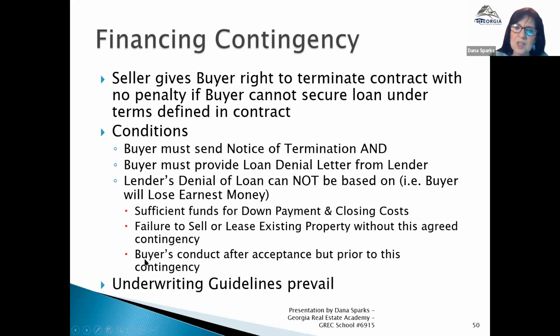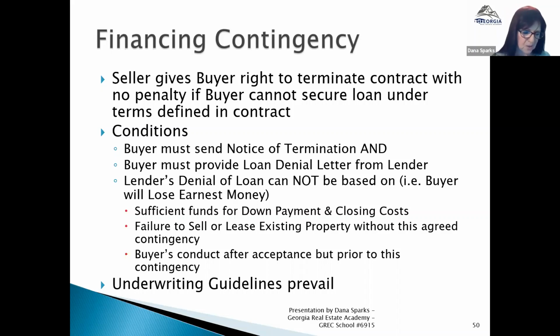Now, this one's really interesting. Buyer's conduct after acceptance, but prior to this contingency. What on earth does that mean, Dana? Well, I'll tell you what that means. That means that your buyer is under contract. The lender has pulled their credit. They've got great credit. Their debt to income ratio is great. And then they're all excited about their new home, and there is a Labor Day sale. Rooms to Go or any furniture company has a Labor Day sale. Buy a whole house full of new furniture, same as cash for 90 days or 6 months. Guess what? That still hits a buyer's credit report.